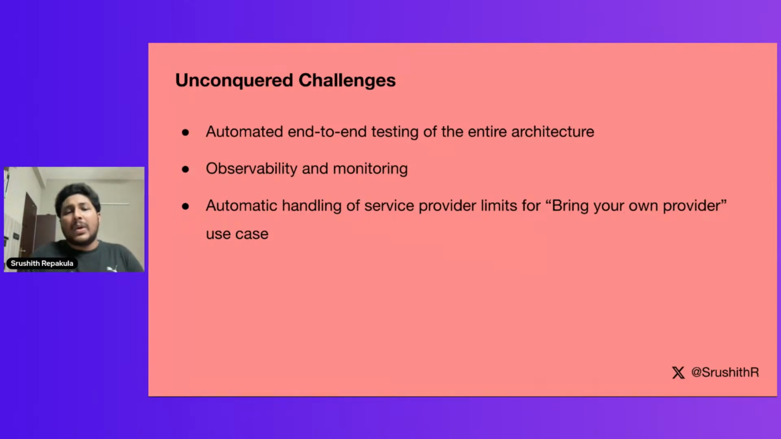And then the last one is automatic handling of service provider limits. For example, one AWS SES account has one limit, whereas another SES account has another limit. So how do we take care of that, given that there are so many consumers of the platform, so many organizers? How do we conquer that? So these are a few things that we are still working on, and some interesting problems. As I mentioned, the last one is certainly very interesting and difficult to solve.